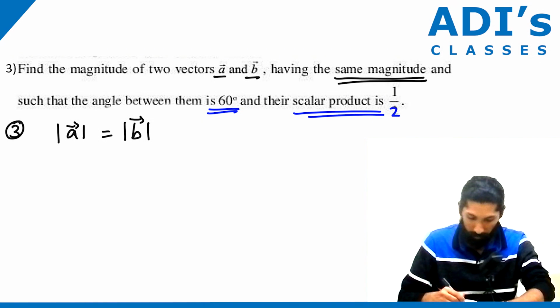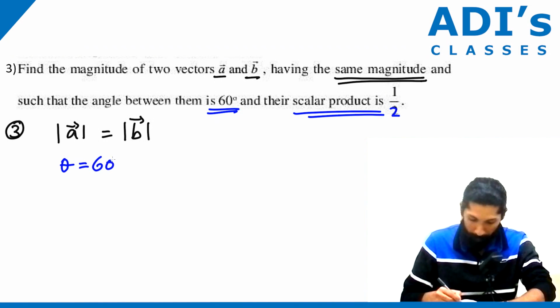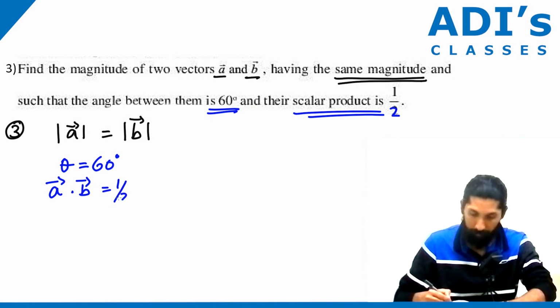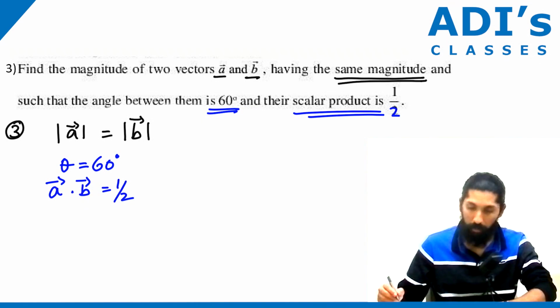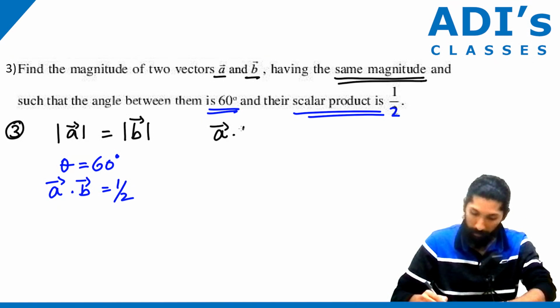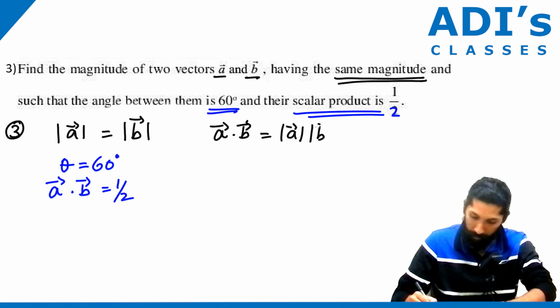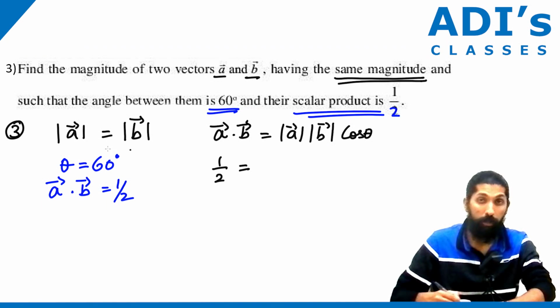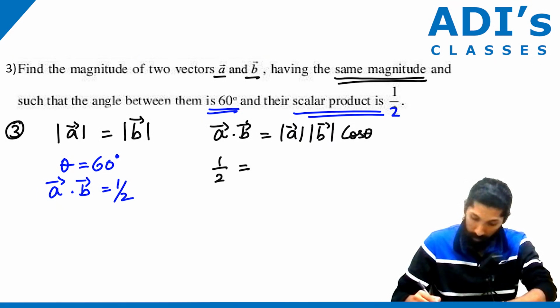So what do we have? Theta is equal to 60 and A dot B is equal to half. Just apply the formula and let's try this one. See, what do we have? Vector A dot vector B is equal to mod of A into mod of B into cos theta. Correct? So half is equal to, now mod A and mod B are one and the same, so you can say mod of A whole square into cos 60.